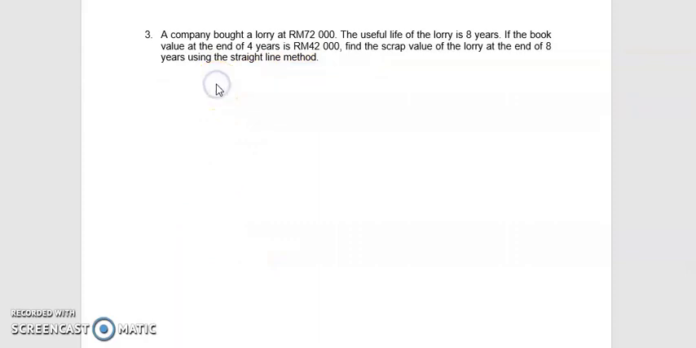Okay, now let's move to number 3. The company bought a lorry at 72,000. So this is cost. The useful life of the lorry is 8 years. So n equal to 8. If the book value at the end of 4 years is 42,000, so it means that book value year 4, 42,000.